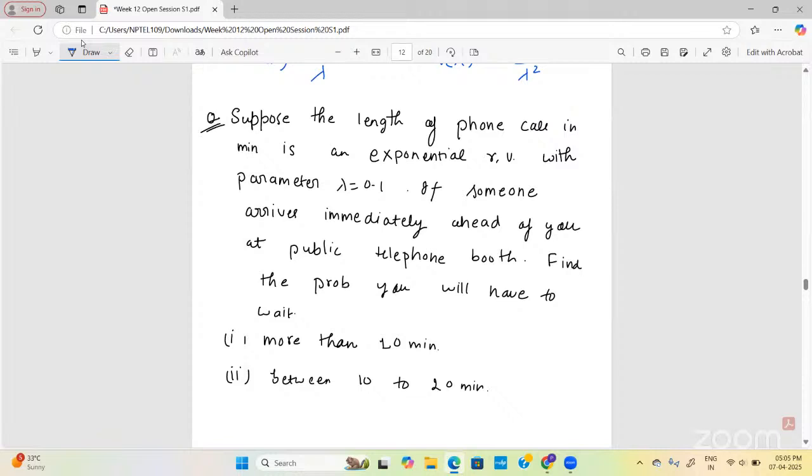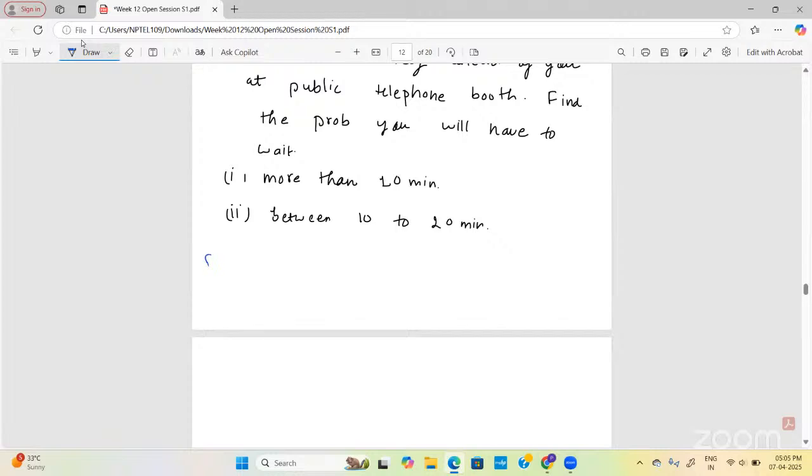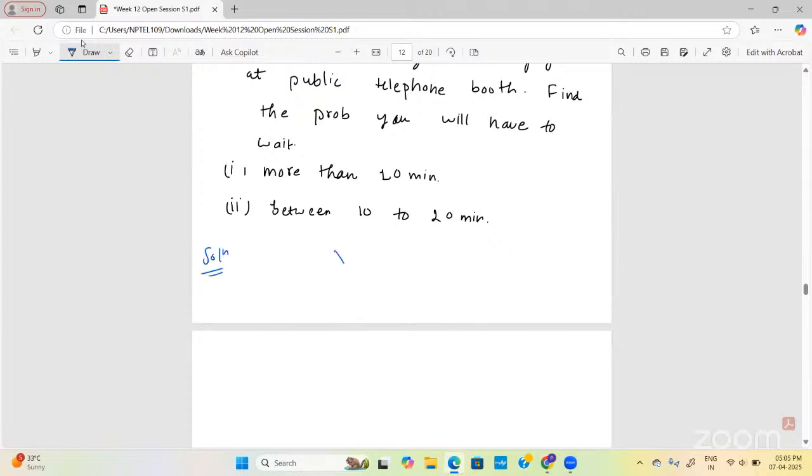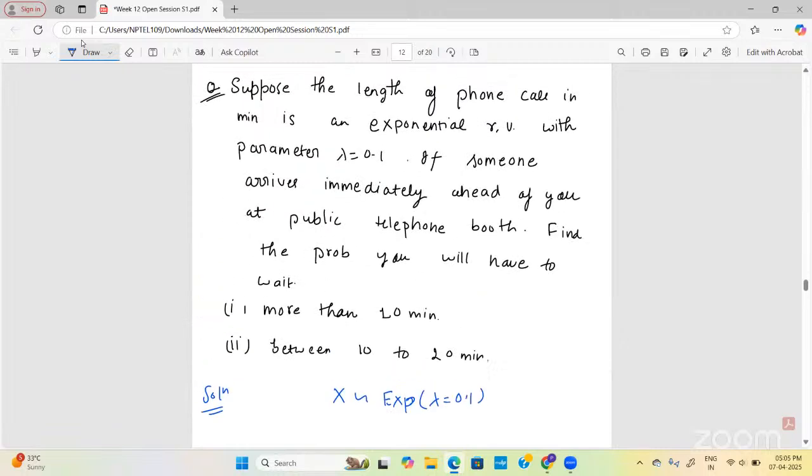So the question is, suppose the length of phone call in minutes is an exponential random variable with parameter lambda equals 0.1. So we can write that suppose the random variable is X, which is following exponential distribution with parameter lambda equal to 0.1. Now, if someone arrives immediately ahead of you at a public telephone booth, then you have to find the probability you will have to wait for more than 10 minutes.